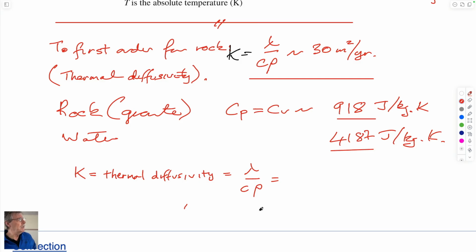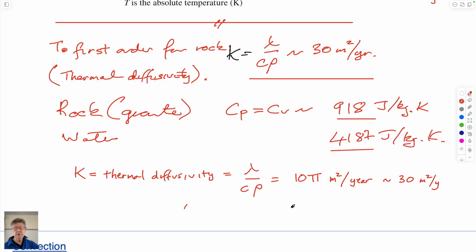One of my colleagues told me this 30 years ago, and I still remember it: roughly for rocks, a good number for thermal diffusivity is, he said it this way, 10 pi meters squared per year. Strange units. So in other words, it's about 30 meters squared per year.